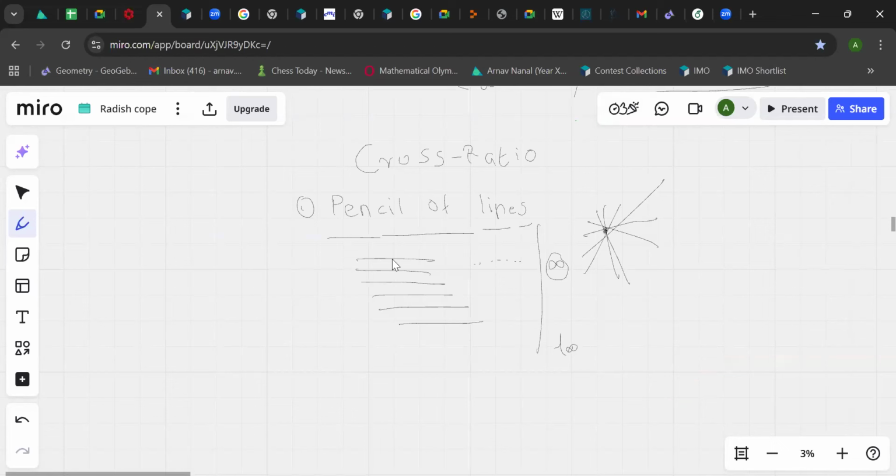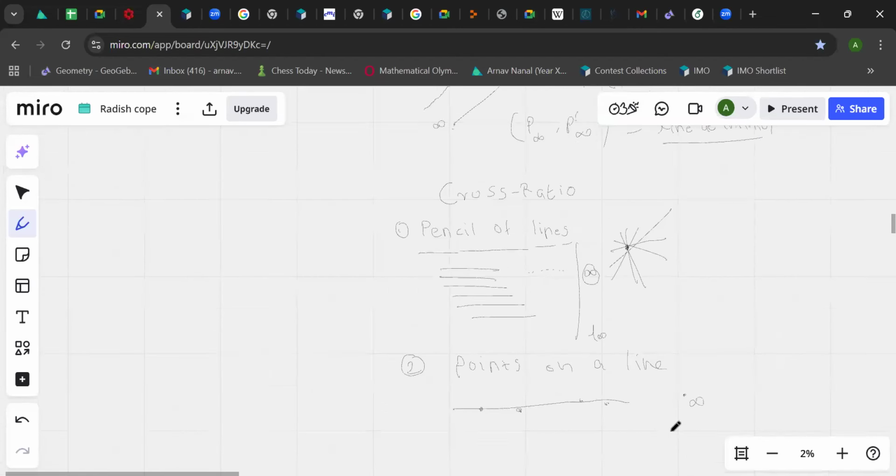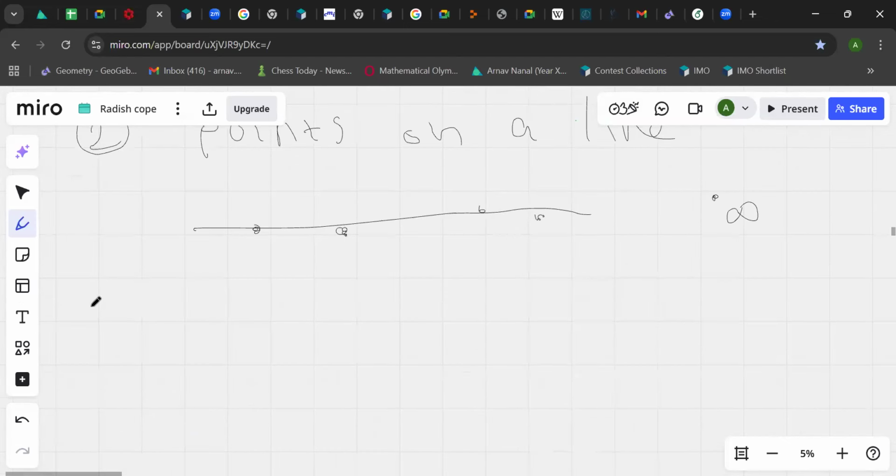So we'll define cross ratio on a pencil of lines. Then we will define it on a line, just points on a line, basically. If you have a line, just set up the points on the line. Nothing deep about it, and a point at infinity, of course. The third thing is a conic. You don't need to know what a conic literally means because we will probably be defining conic this way in this class. So we define it on conics, basically points on conics.